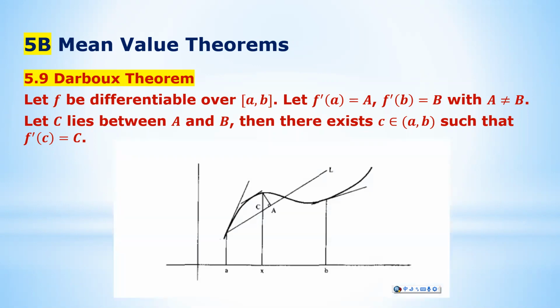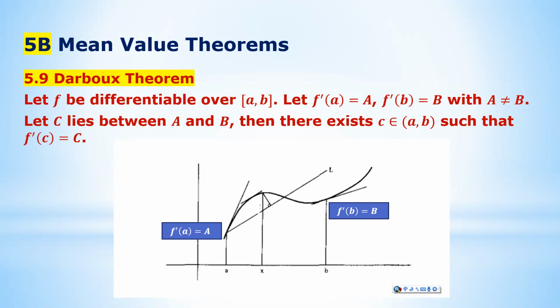So let's look at the situation. Here's a picture. You have a function defined from a to b, and I drew some tangent lines: the tangent line at a and the tangent line at b. By the assumption, the slopes are given. At a, the slope equals capital A. At b, the slope equals capital B.